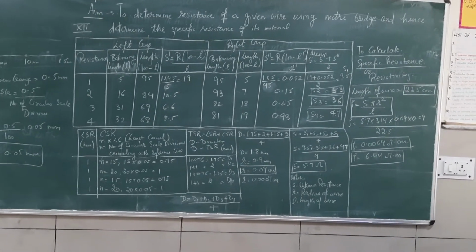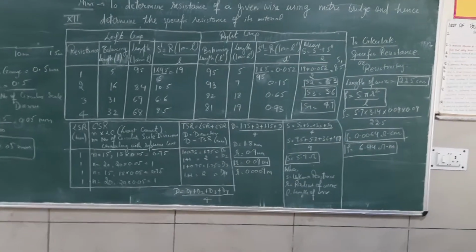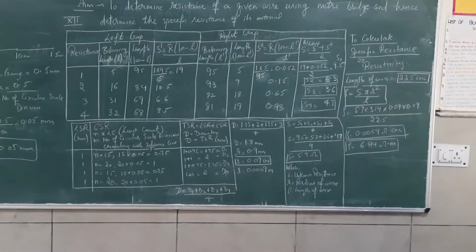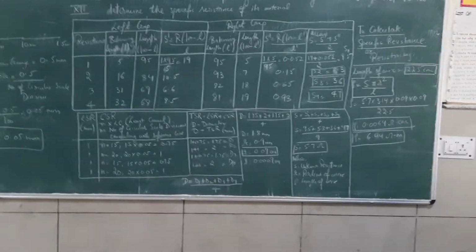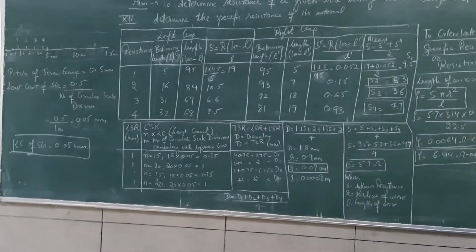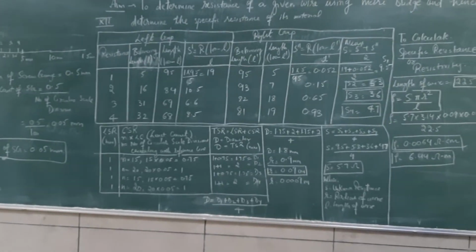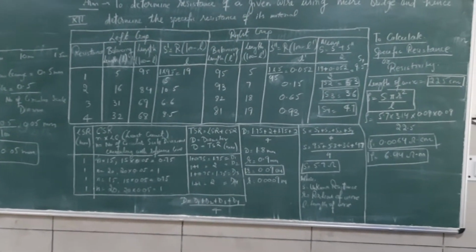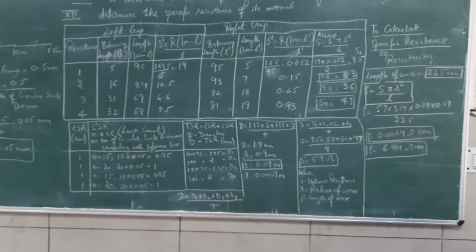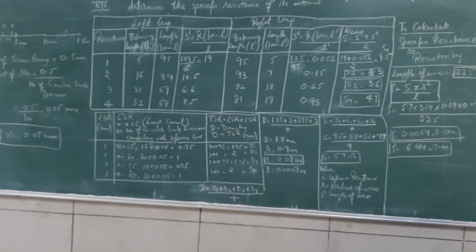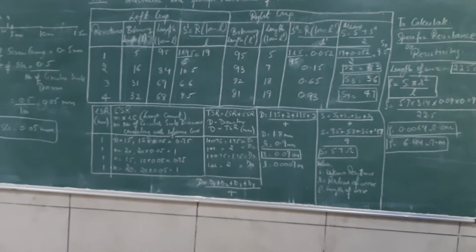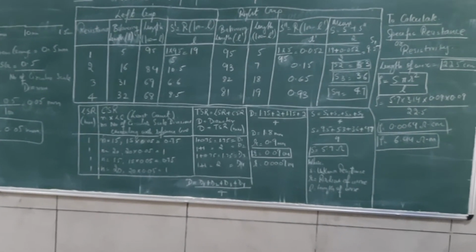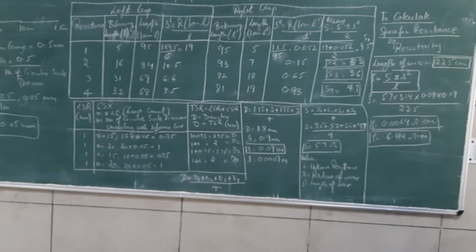Students, the same process has to be repeated for the right gap. The 1 ohm resistance has to be removed. Again note down the balancing length which came out to be 95 centimeters. Then 100 minus L dash is 5. Again S double dash. With the help of this, I have taken 4 readings. I have taken out 4 values of unknown resistance and that is S1, S2, S3 and S4.